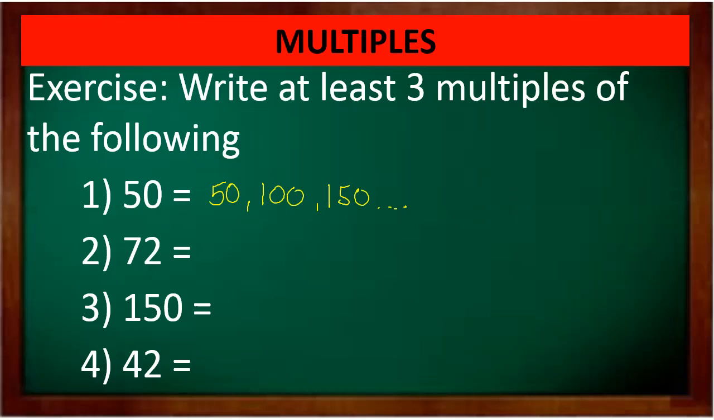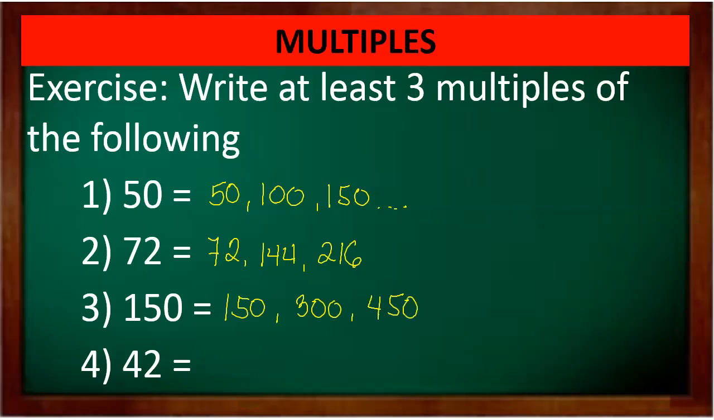the following. So, for 72, if you're going to multiply 72 by 1, that is 72. 72 times 2, that is 144. 72 times 3, that is 216. Hindi ko nalang ipapakita ang pag-compute. Alam nyo naman kung paano mag-multiply. Okay? So, 150 times 1 is 150. 150 times 2 is 300. 150 times 3 is 450. So, these are the 3 multiples of 150.